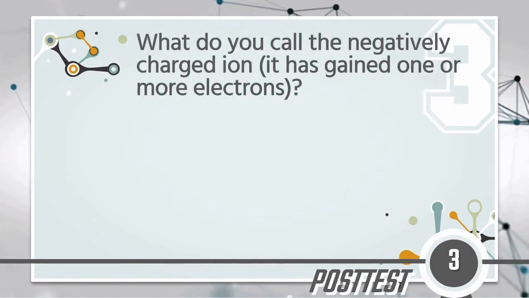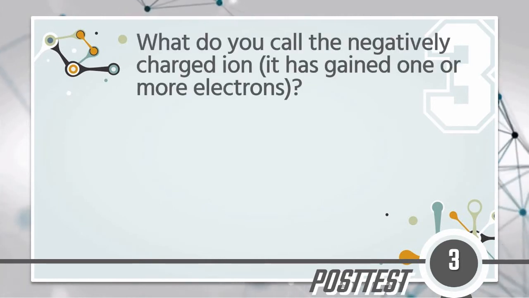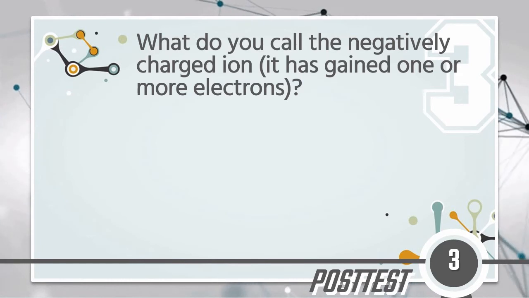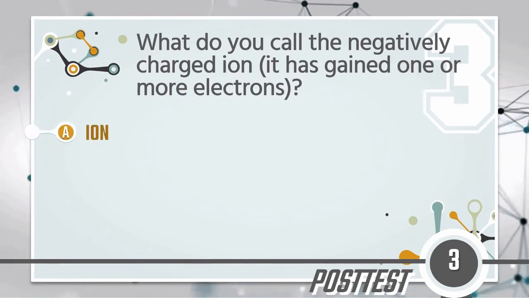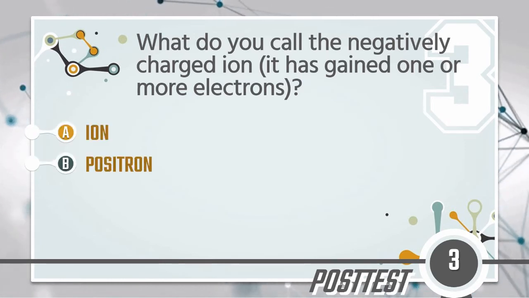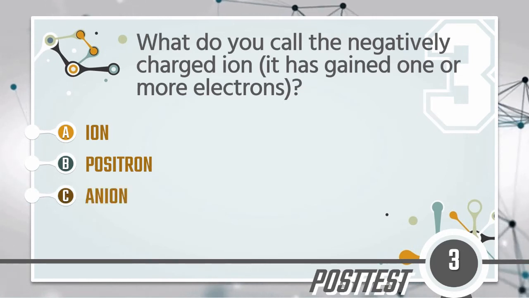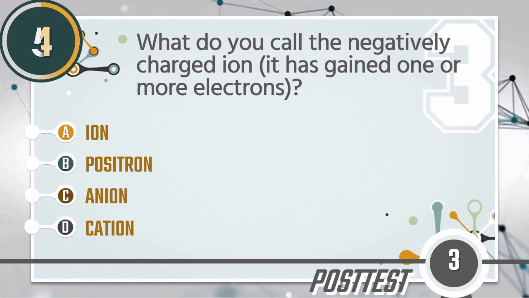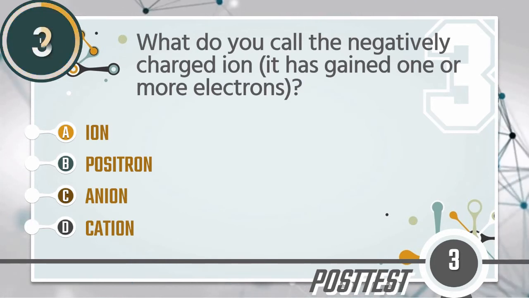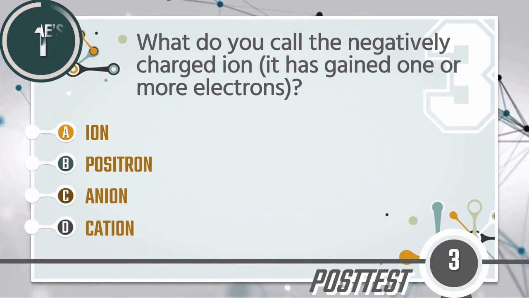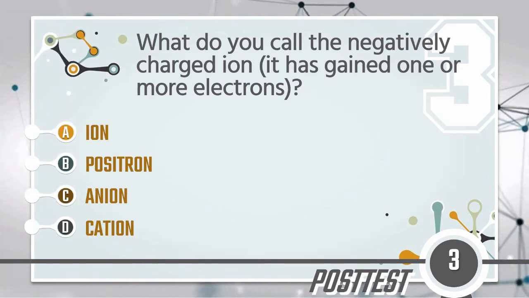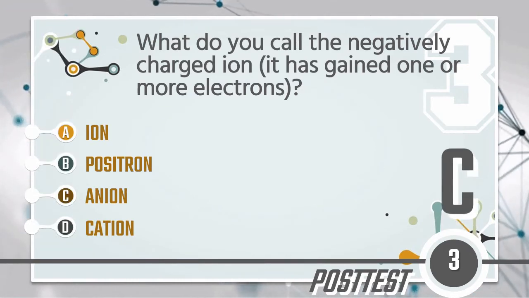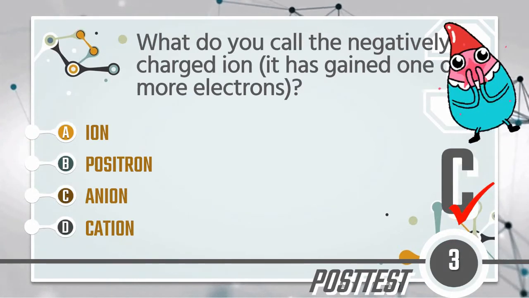Number 3. What do you call the negatively charged ion? It has gained one or more electrons. A. Ion. B. Positron. C. Anion. D. Cation. If your answer is C, you're correct.